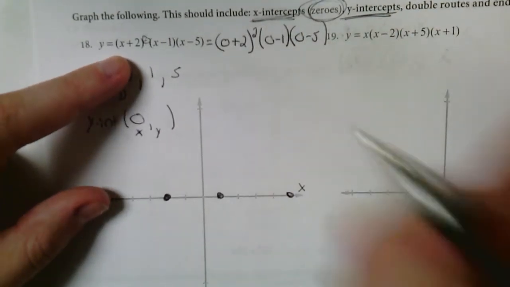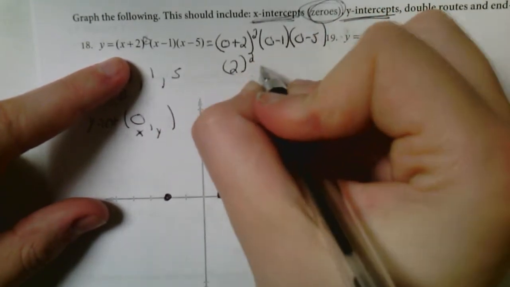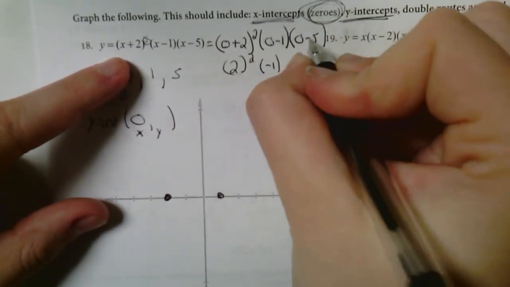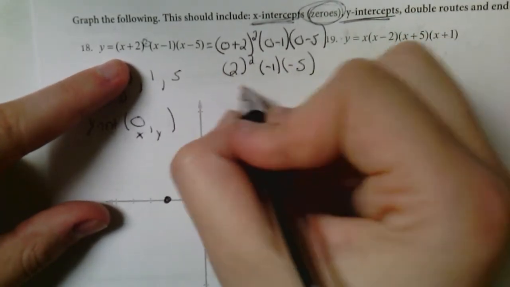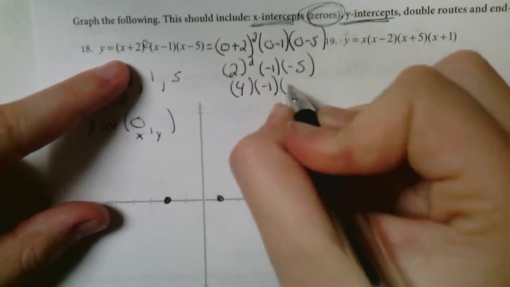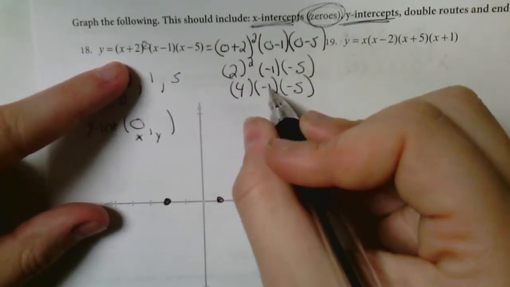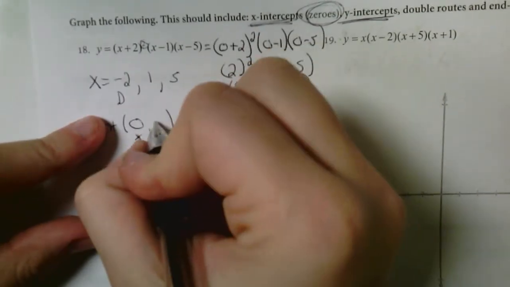Well, 0 plus 2 gives me 2, 0 minus 1 gives me negative 1, and 0 minus 5 gives me negative 5. Keep going. I now have a 2 squared. That's going to give me 4 times negative 1 times negative 5. Well, 4 times negative 1 times negative 5 should give me 20. So that means that my y is 20.